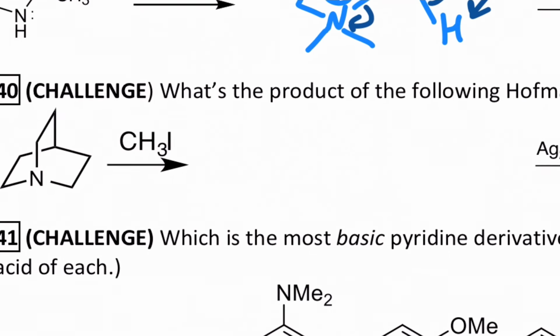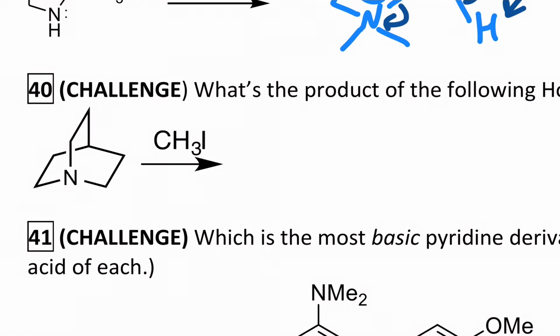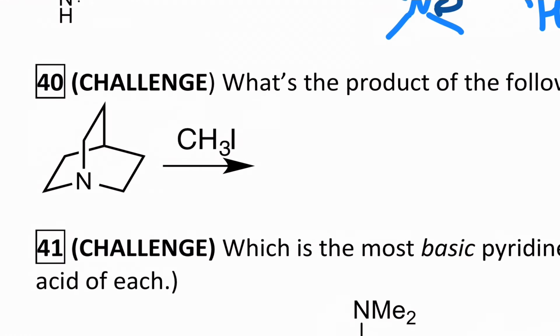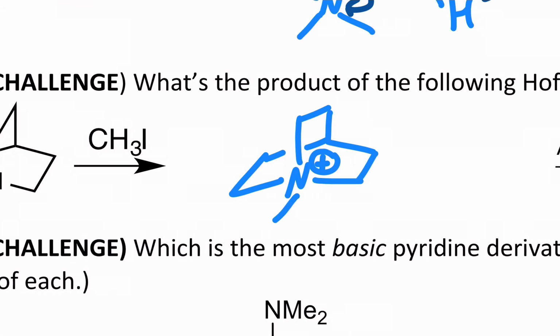The last one I asked you to do before we hit pause is this challenge question, which looks tougher than it is. It's just a 3-dimensional molecule. The first part involves putting just 1 iodomethane on the nitrogen group. You have this bicyclic molecule. It's a tertiary amine, and you'll add 1 methyl, giving that nitrogen a positive charge.